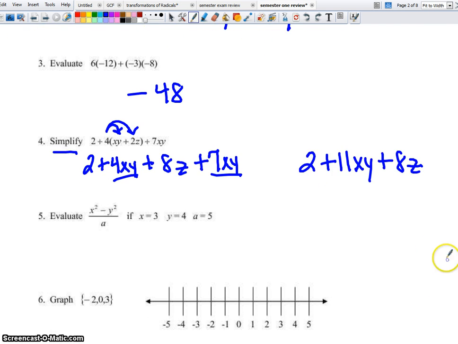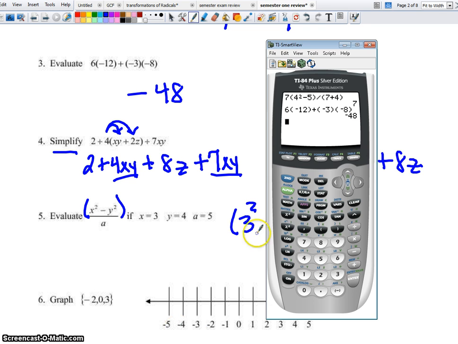We have another evaluate. So you're going to use your calculator. There is something different about this one. It's a fraction. Remember that you've got to put parentheses around the top. So it's open 3 squared minus 4 squared, close parentheses, divided by, because that's what a fraction means, 5. And you're just going to take your calculator and you're going to put it in. You're going to say open 3 squared minus 4 squared, close, divided by 5.